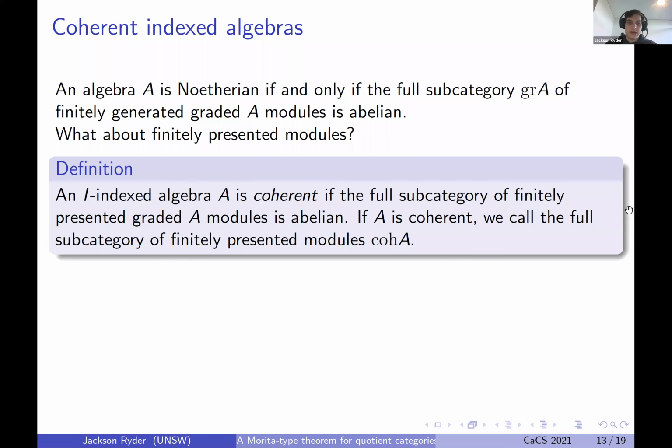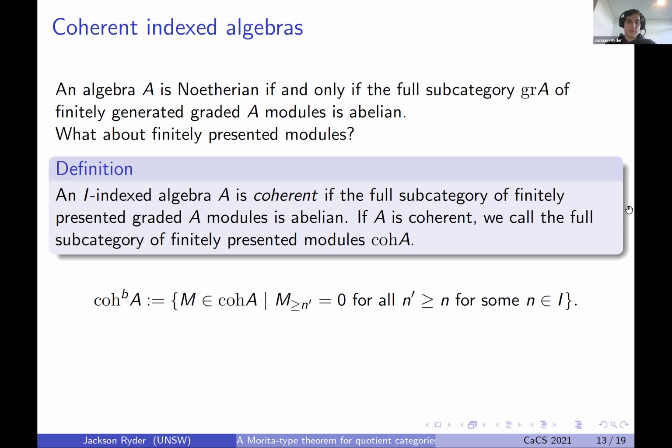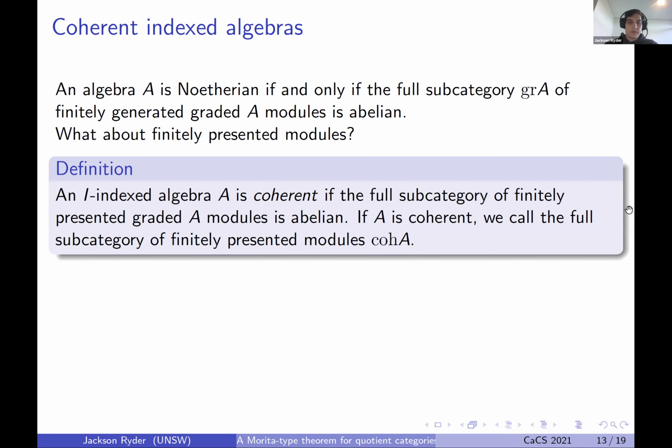This is where we get our coherent algebras. We say an I-indexed algebra is coherent if the full subcategory of finitely presented graded A-modules is abelian. If this is the case, we'll denote this full subcategory by coh A, and we'll call the modules coherent modules. So this is the category that we're going to work with, but we want to take a quotient of it.